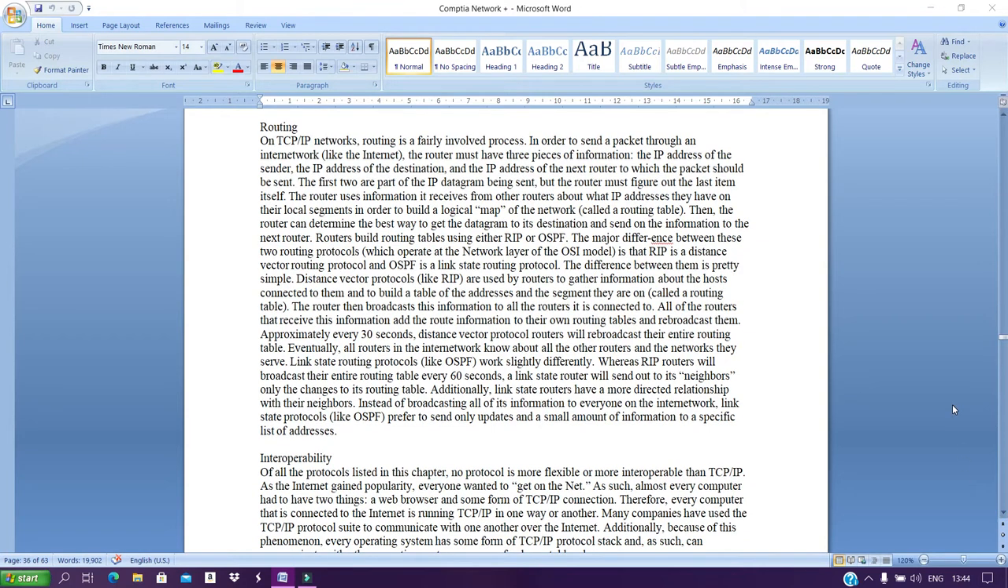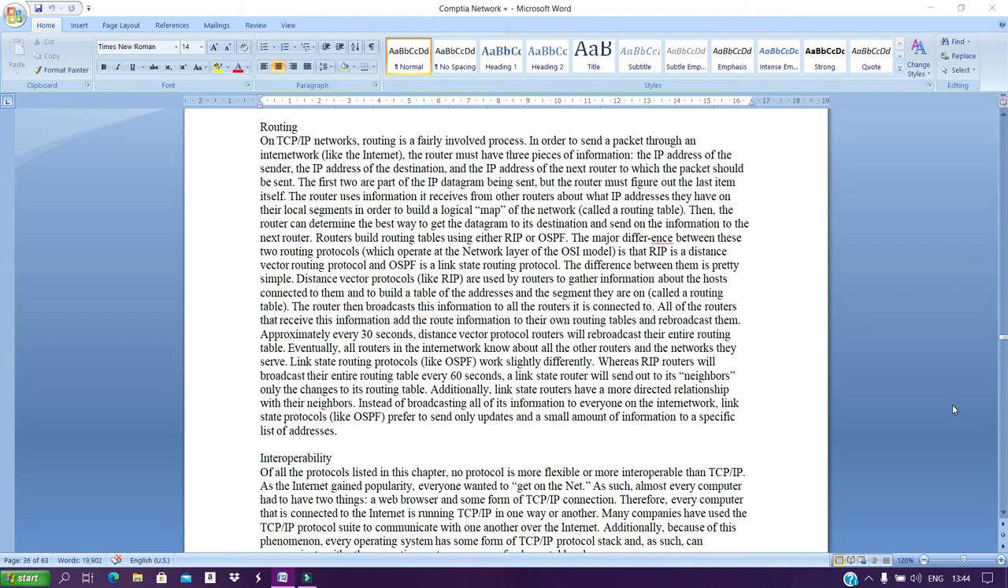Routing. On TCP/IP networks, routing is a fairly involved process. In order to send a packet through an internetwork like the Internet, the router must have three pieces of information: the IP address of the sender, the IP address of the destination, and the IP address of the next router to which the packet should be sent.